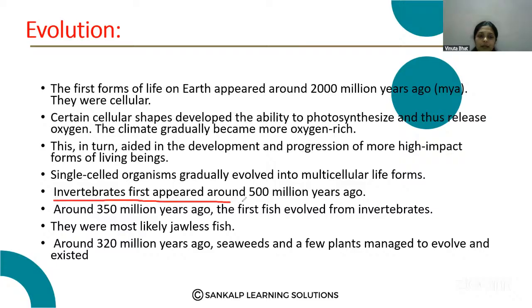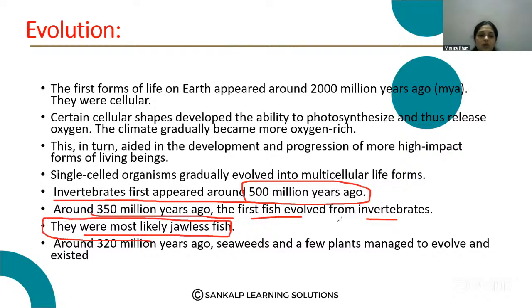Invertebrates first appeared around 500 million years ago. Then, around 350 million years ago, the first fish evolved from the invertebrates. They were most likely jawless fishes. We already studied the jawless fishes in the first year. Here, the first type of fishes are the jawless fishes. They are also called Agnatha.